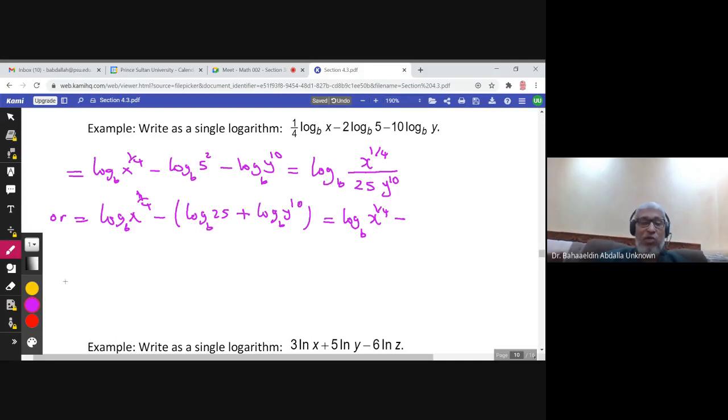Now these 2 logs are added to each other, so we can write them using the product rule as log 25 times y to the power 10 all to the base b. And now you have 2 logarithms with minus between them, so you change them by the quotient rule to division, and you write x to the power 1 over 4 up and 25 y to the power 10 down.